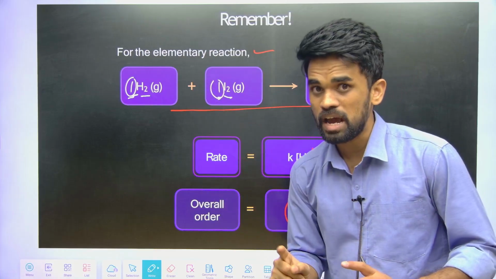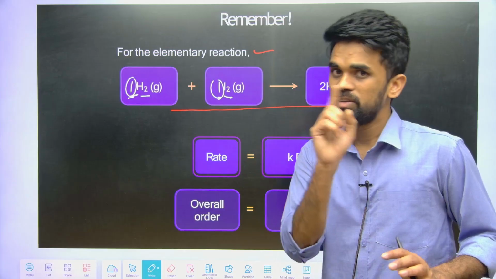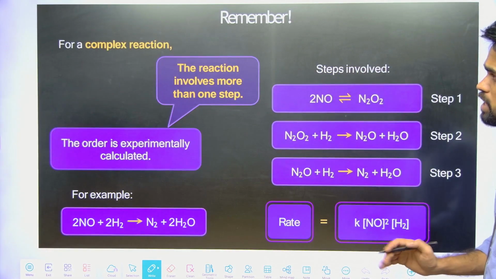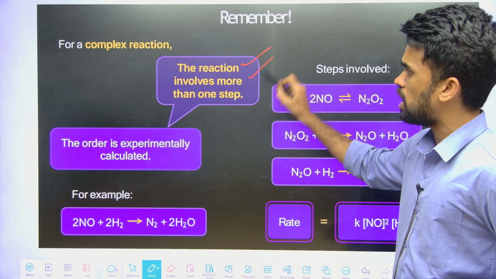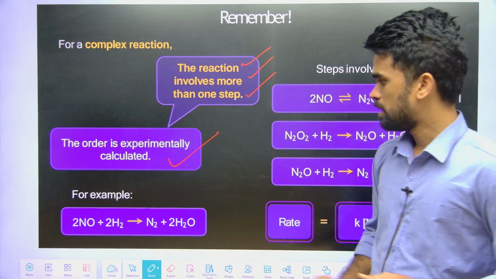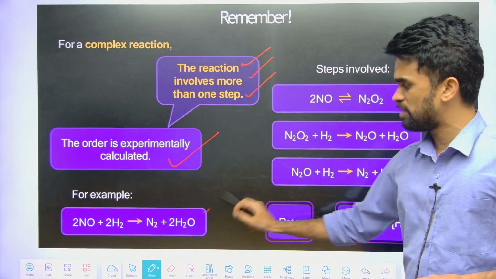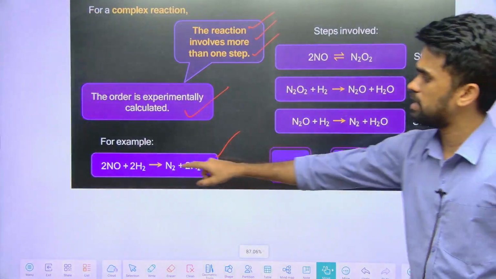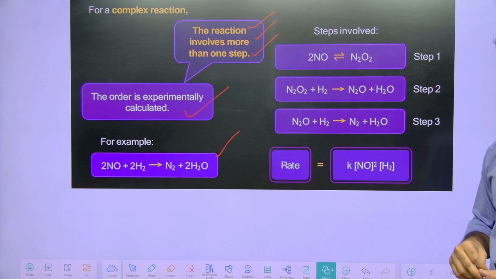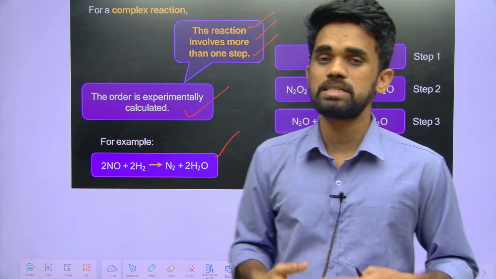But for complex reaction, we cannot get it in this theoretical way. It only comes from what? From the experimental data. Okay, right. So for a complex reaction, the reaction involves more than one step. So the order of that reaction is calculated experimentally. Okay, so this is the example. So these many steps are involved in the given reaction. E reaction lo inni steps involved in. How many steps? 3 steps are seen. So whenever there are multiple steps involved in the reaction, you can call it a complex reaction.